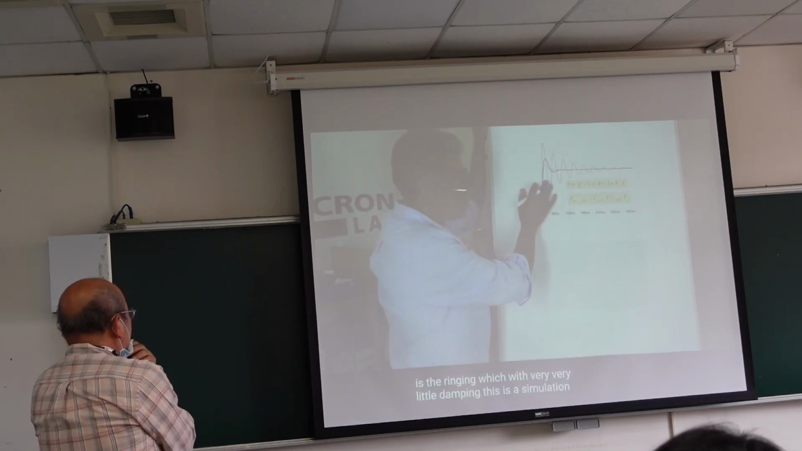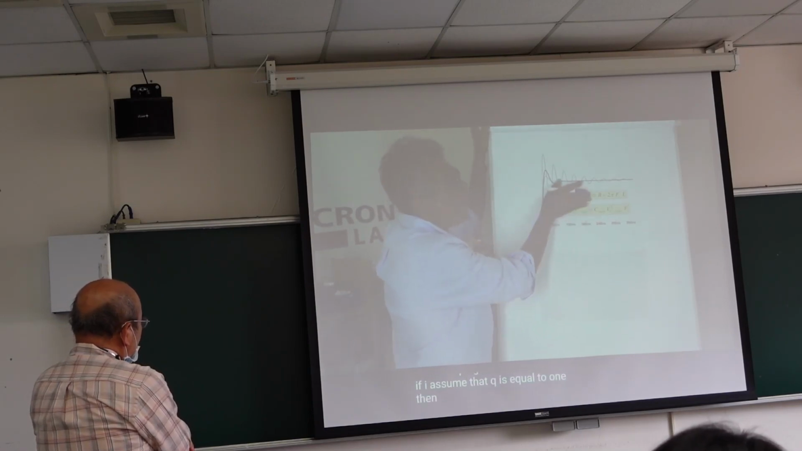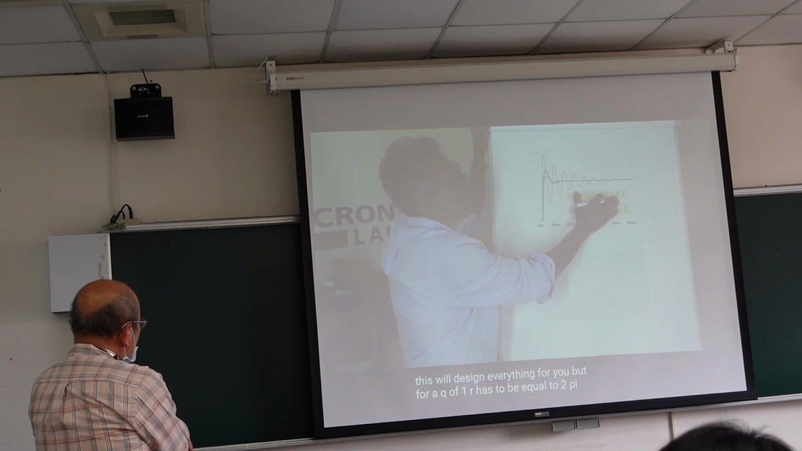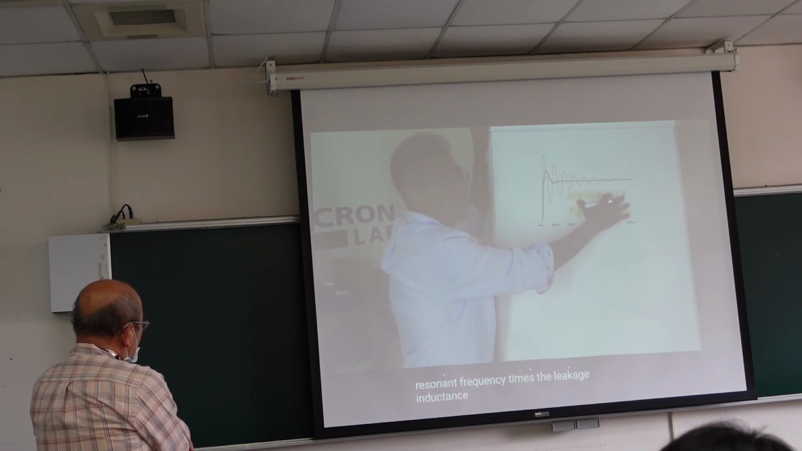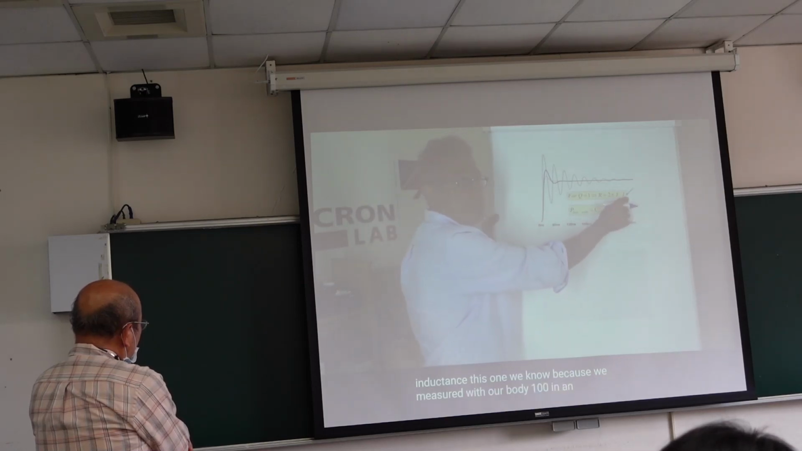This is a simulation. If I assume that Q is equal to 1, then I can simplify all the equations that I gave you into this. Again, please don't worry, we've got a spreadsheet that you can download that will design everything for you. But for a Q of 1, R has to be equal to 2 pi times the resonant frequency times the leakage inductance. This one we know because we measured it with our Bode 100 in an earlier video.